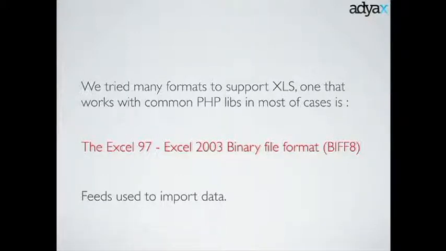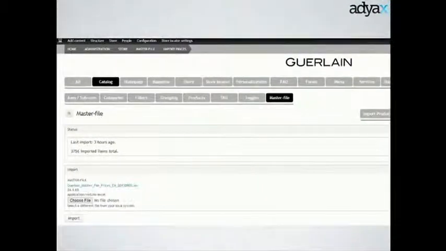And we use Feeds to import the data. We split the XLS file in small parts, because if you import 2,500 SKUs with 50 fields, you will crash your system during the import because you will use too much memory. So you have to split the file in small parts, put it in a queue, and then manage with Feeds importing small pieces of this queue to avoid crashing your system. And of course, you have some very simple back office dashboards to support this.